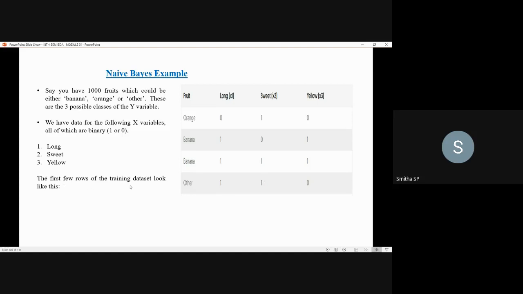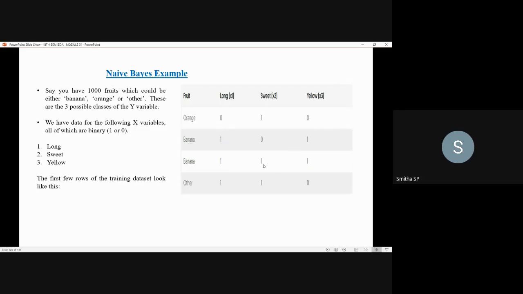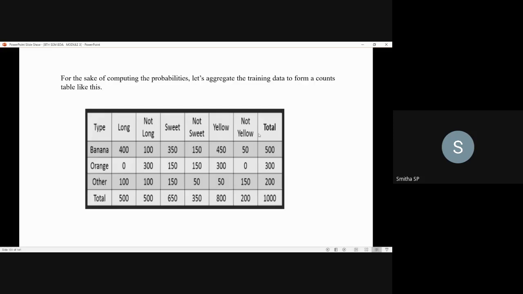The first few rows of the training data set look like this. So by looking at this training data set, we now have to calculate the probabilities. For the sake of computing the probabilities, let's aggregate the training data to form a counts table like this. So we have aggregated the training data to form a counts table as shown in this tabulation.